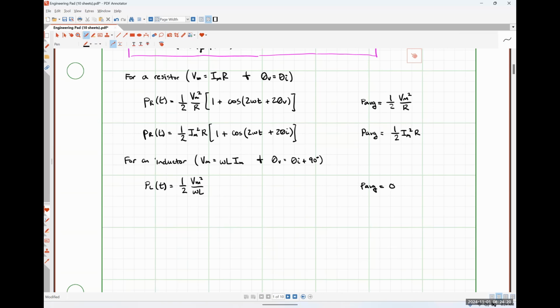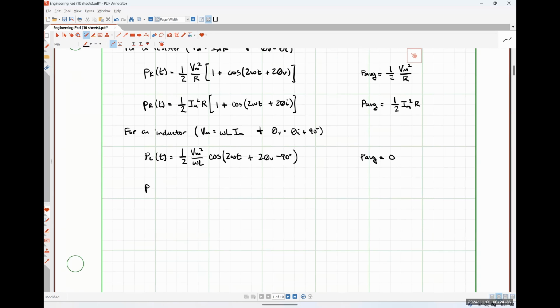Okay. So now over here, we're going to have cosine twice omega t. When I add those two angles together, I'm going to get twice theta V minus 90 degrees. Okay. In terms of current, my instantaneous power absorbed by my inductor is going to look like 1/2 Im squared times omega L cosine twice omega t plus twice theta I plus 90 degrees.